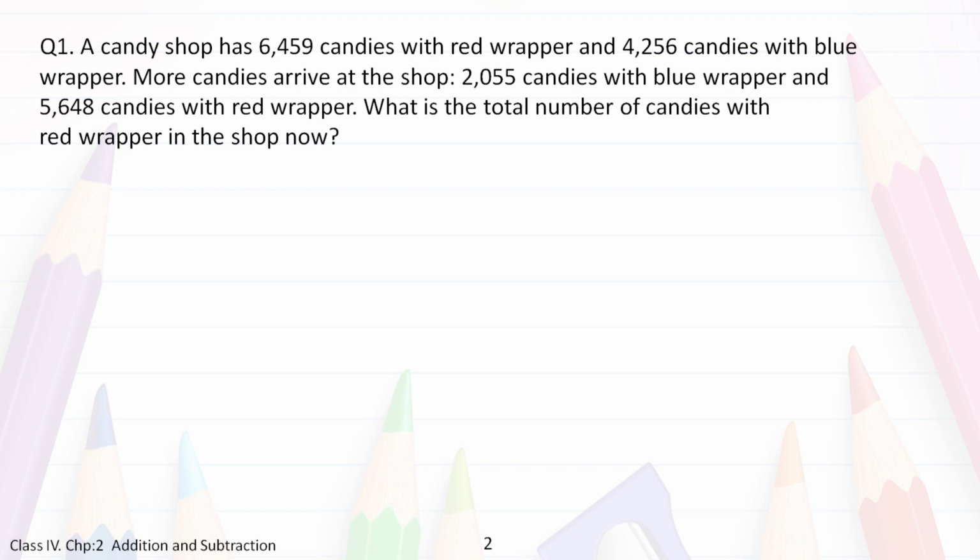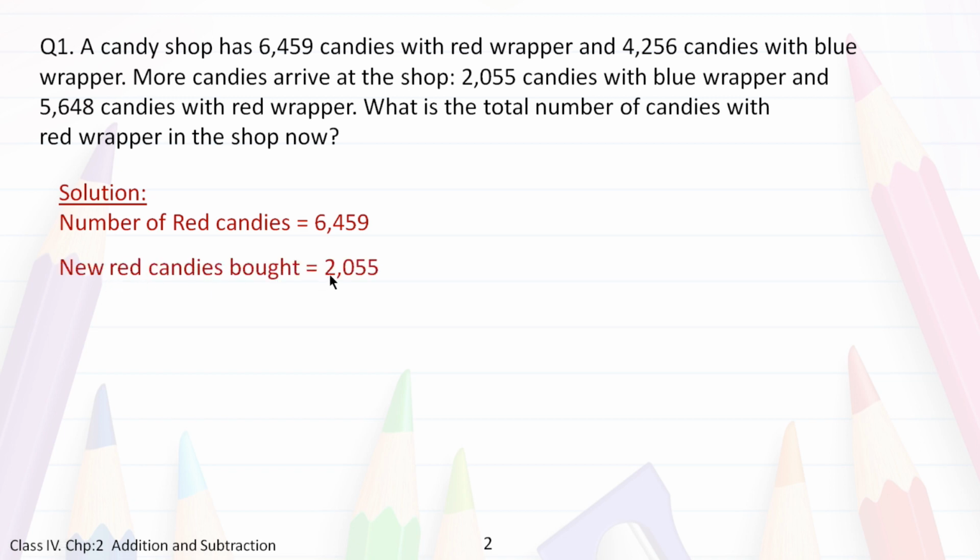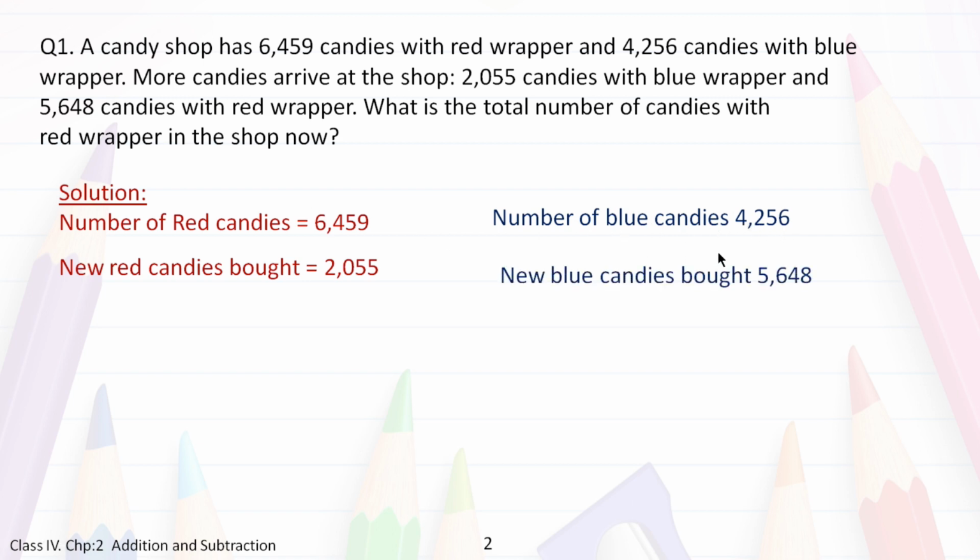Now starting with the solution. Solution, we have the first statement, number of red candies were 6,459. And then the shopkeeper bought new red candies, as new red candies bought were 2,055. Okay. Now moving on to the blue candies. The candies which were already there, number of the blue candies were 4,256 and the new candies which the shopkeeper bought were 5,648. Okay. And now you have been asked what is the total number of candies with red wrapper.